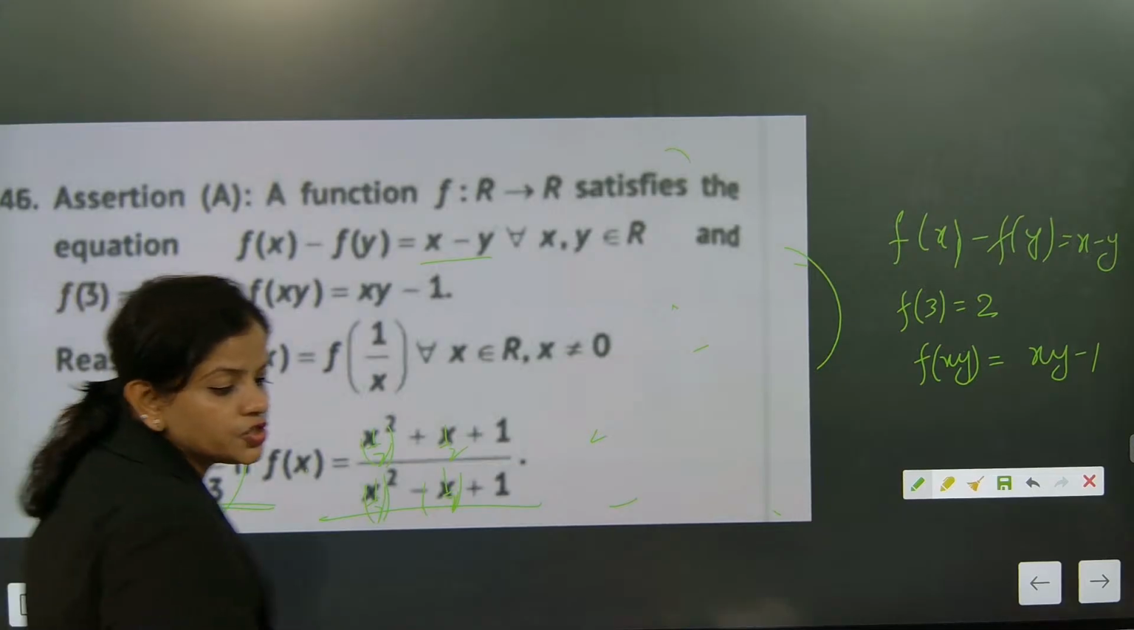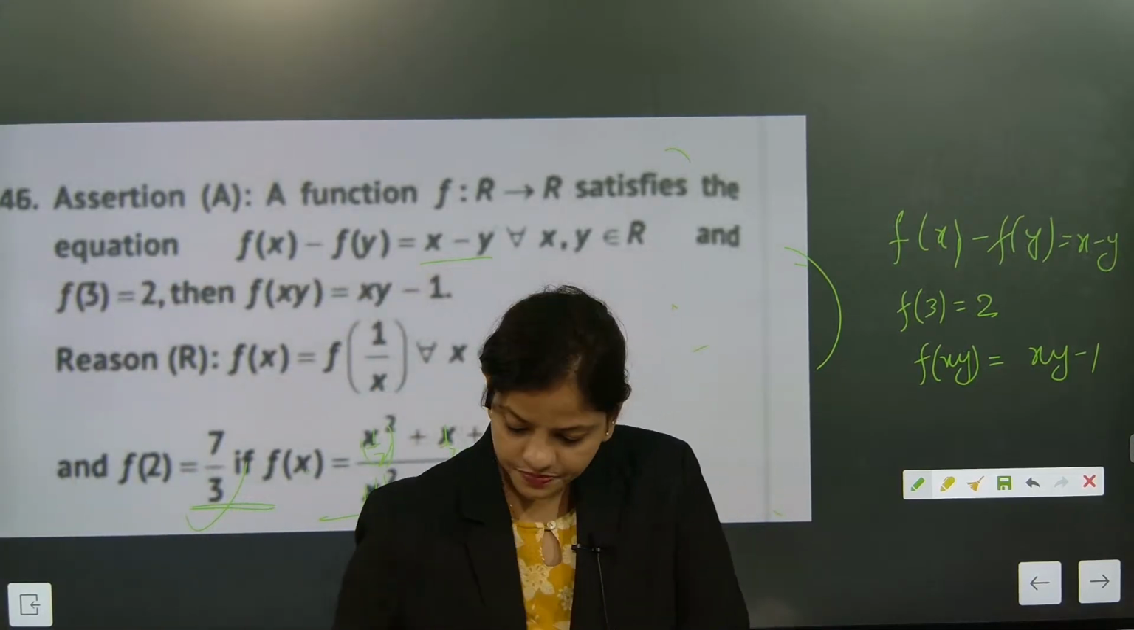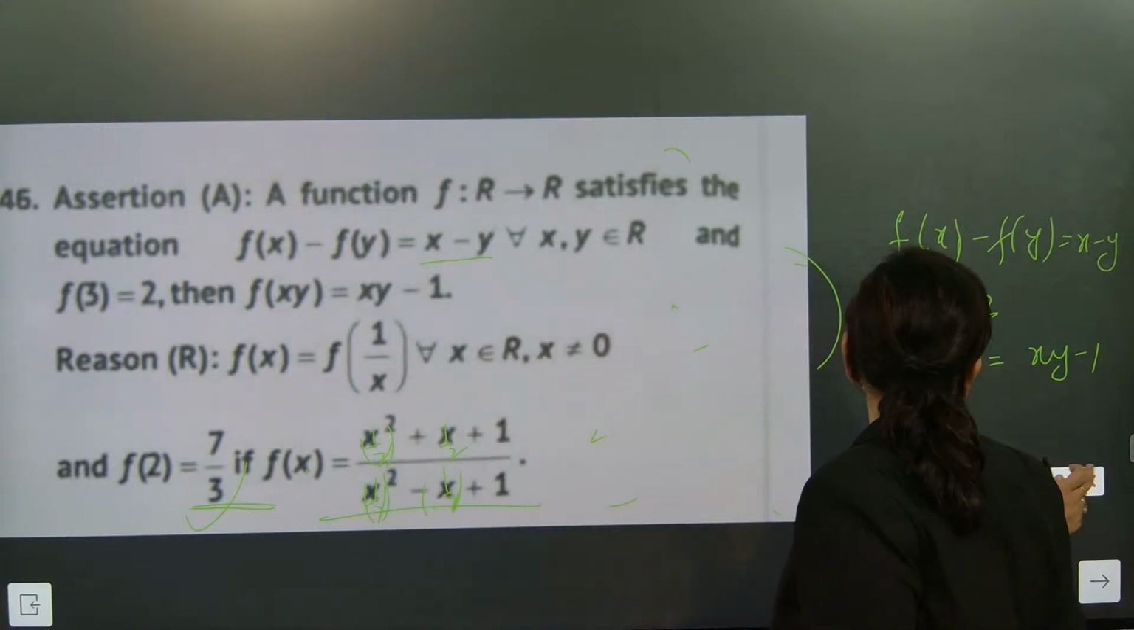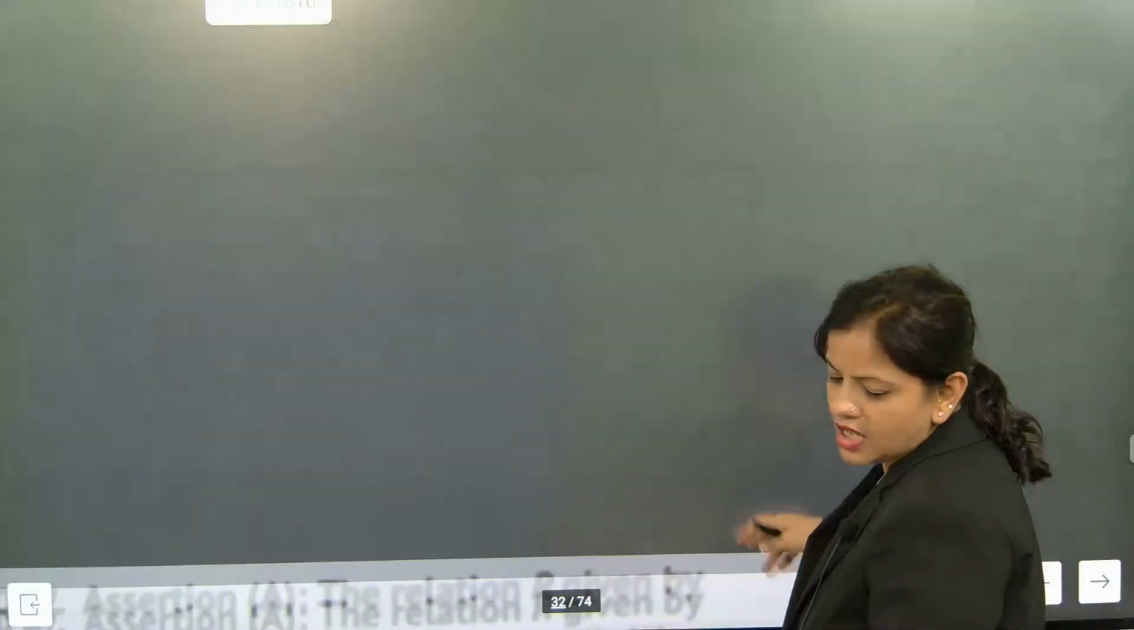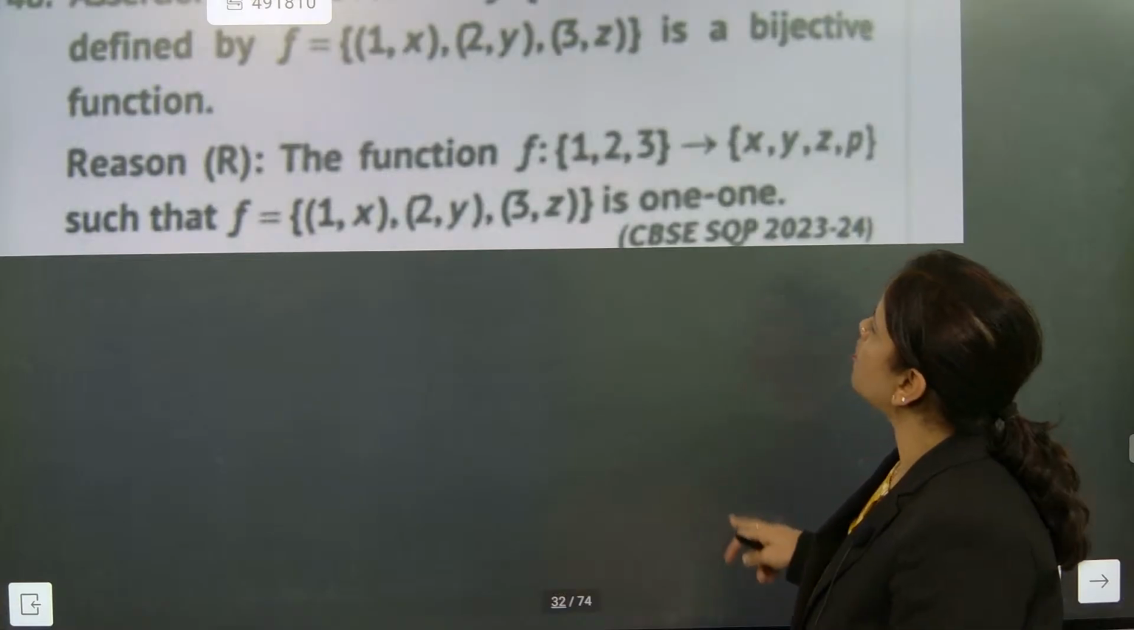This is one of the situations. Understood or not? So now can we go for the next question, beta? Now look, B option is the correct answer. Let's go for the next one.